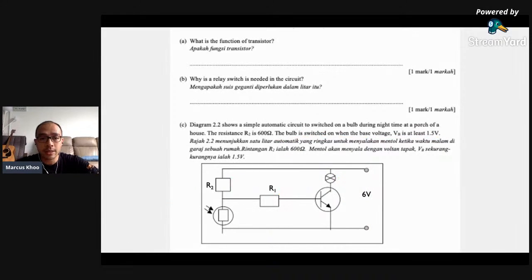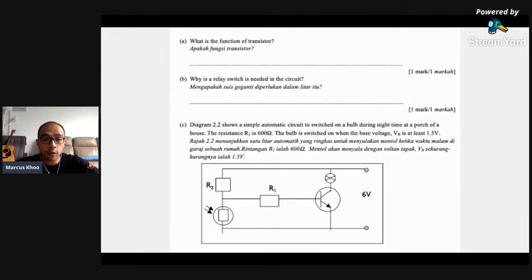What if over here is 1 volt? If over here is 1 volt, the bulb will not light up lah, obviously, because ini syaratnya. The base voltage must be at least 1.5 volts. Baru dia akan hidup. But does that mean that there is no potential difference here? There is, and the potential difference will be 5 volts. But unfortunately, the bulb will not switch on.